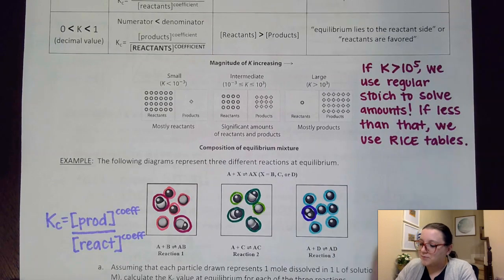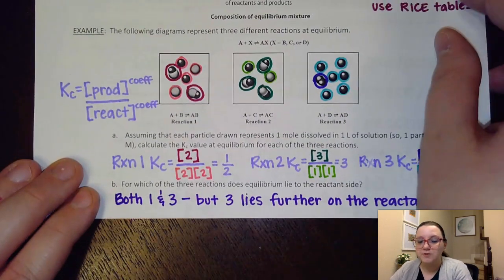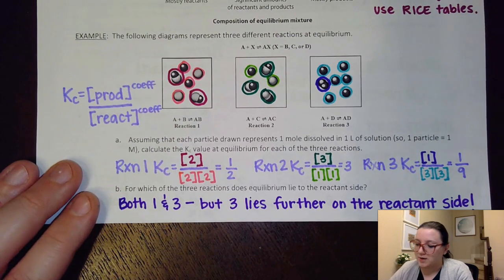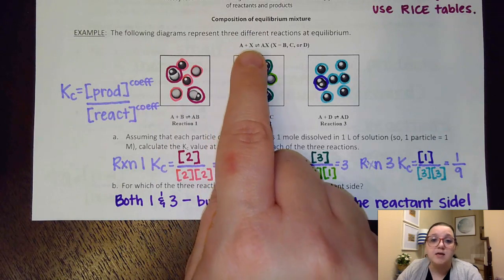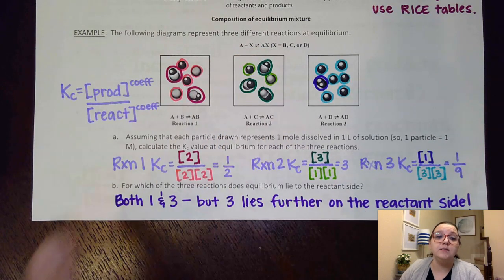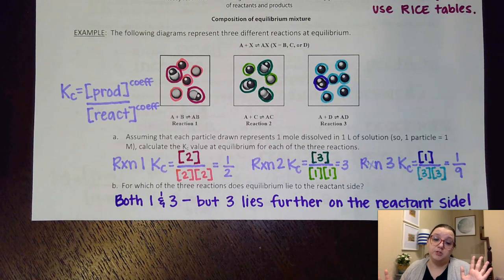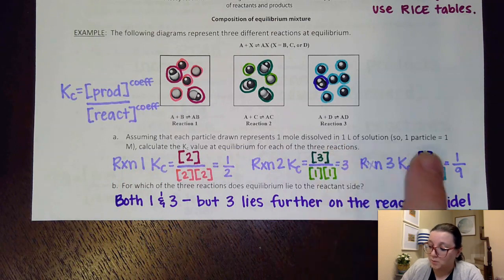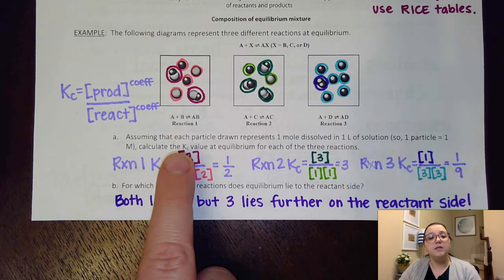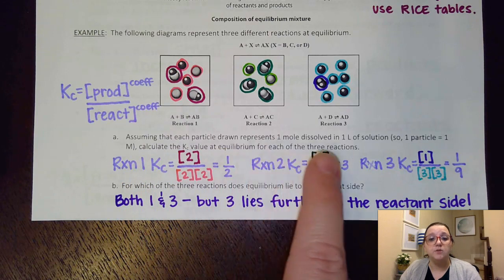All right, we've got a couple of examples here I want to talk about. First off, this one here had some diagrams, and it says that the following diagrams represent 3 different reactions at equilibrium. However, you notice they all had the same basic format. You had one reactant and another reactant joining together in a synthesis, all in a 1-to-1 ratio, which made it really convenient here. And so the first thing that they want us to do is, assuming that each particle drawn represents 1 mole dissolved in 1 liter, so basically 1 particle is 1 molarity, calculate the Kc value at equilibrium for each of the 3 reactions.